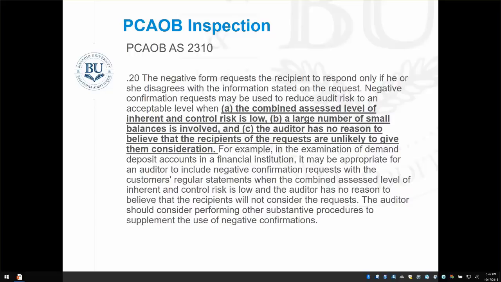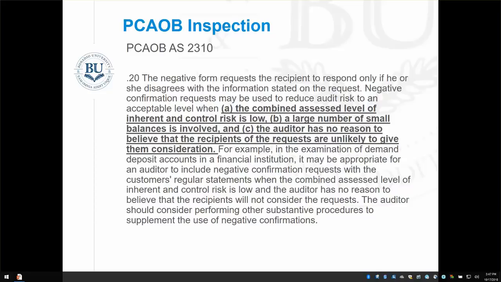This is the specific guidance that was cited as it relates to negative confirmations. Combined assessed level of inherent and control risk is low. These are the three main items when it comes to negative confirmations that need to be met to be able to use them in a situation such as this one.